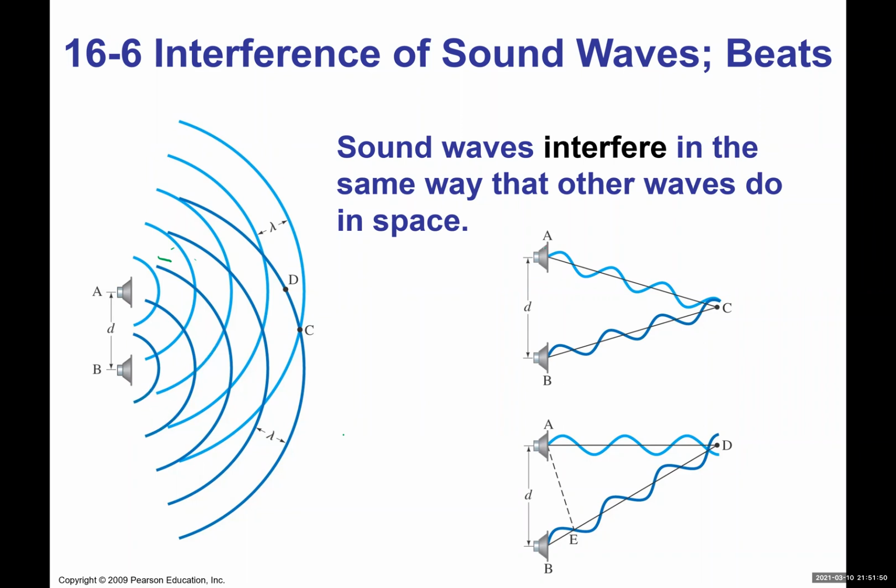All right, so you can also look at it from here. So if you choose some point C, what we have here is this is the sound that is coming from speaker A. Gets to the point C, then this is the sound that comes from the speaker B, gets to that point C. And if at point C they have crest with crest or trough with trough, then you get constructive.